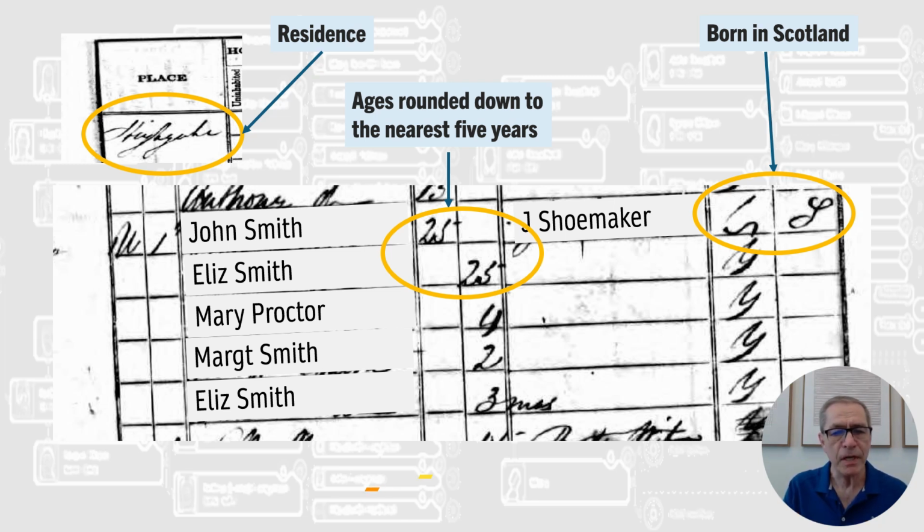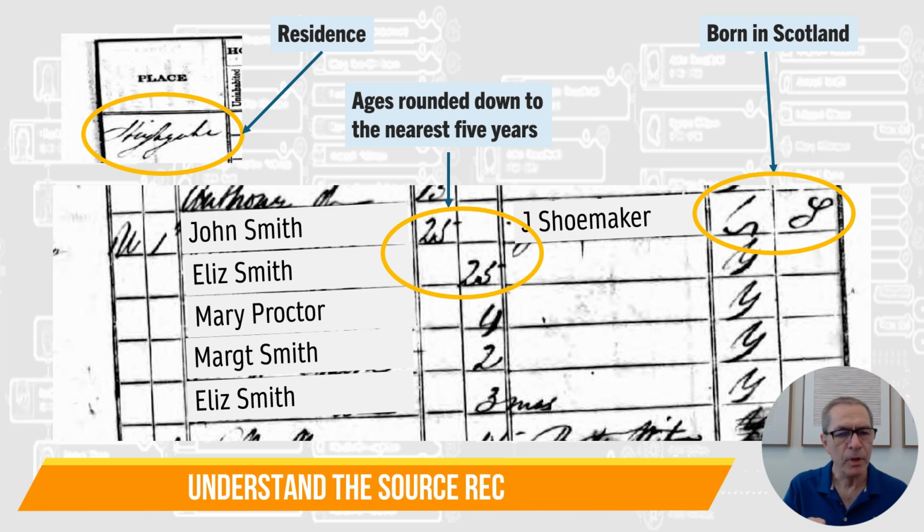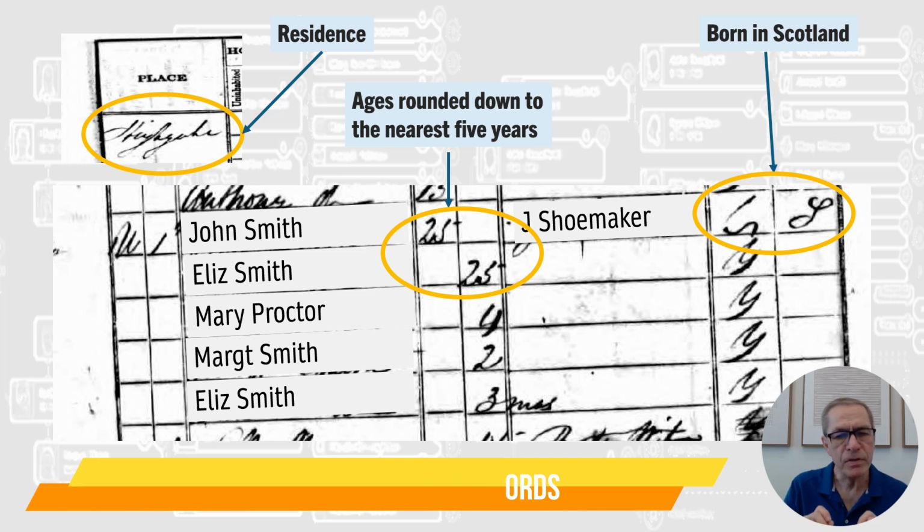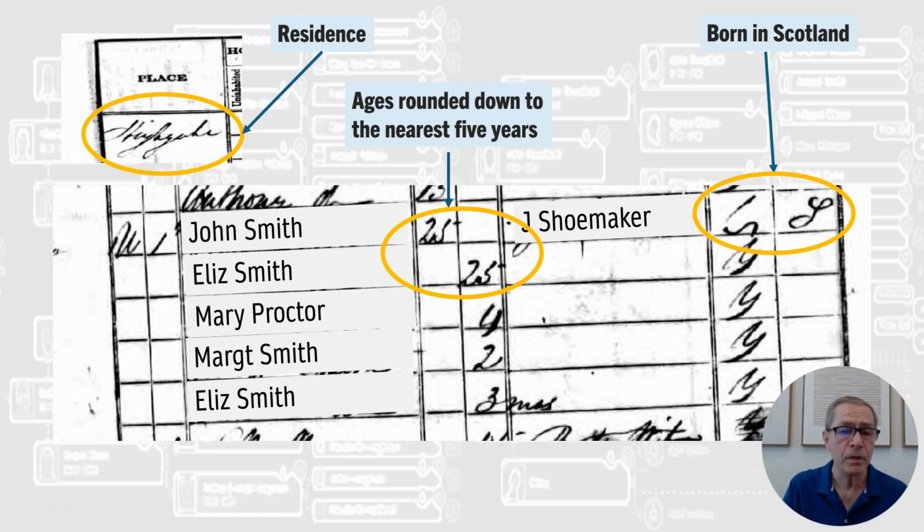We also need to understand the records we're looking at. And we can see here the ages appear to be 25 for both John and Elizabeth. But for this census, and this census only in fact, all ages of adults were rounded down to the nearest 25. So John Smith and Elizabeth could be any age from 25 to 29.